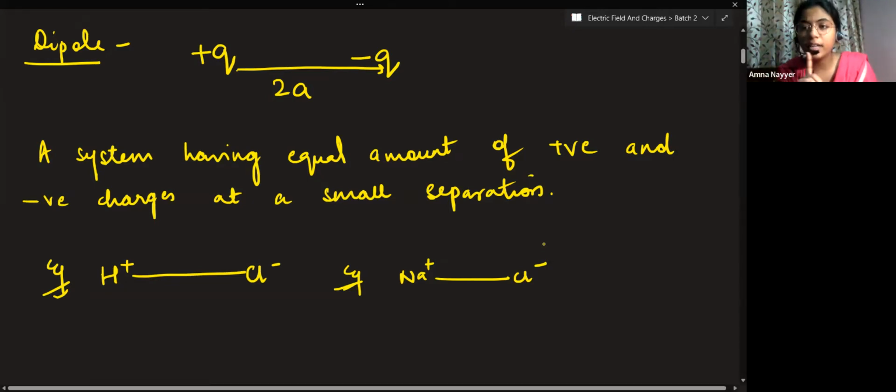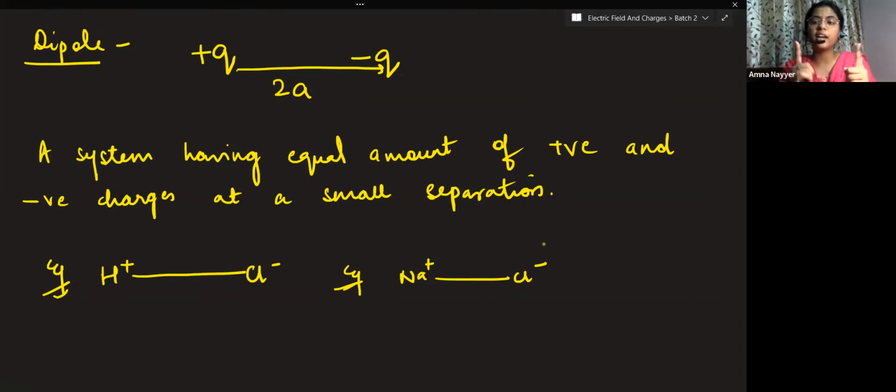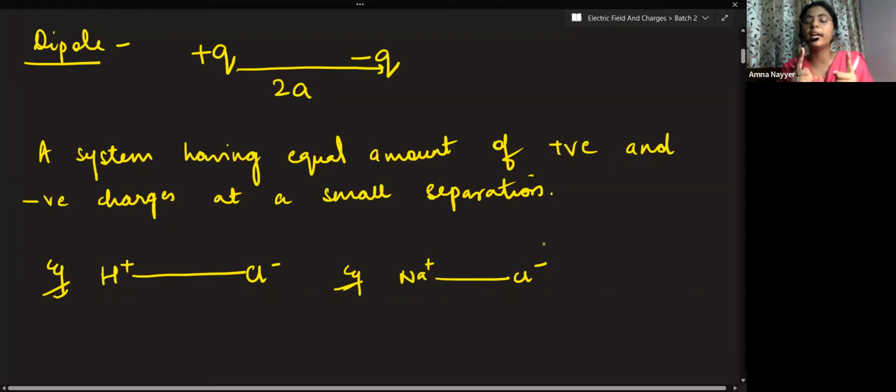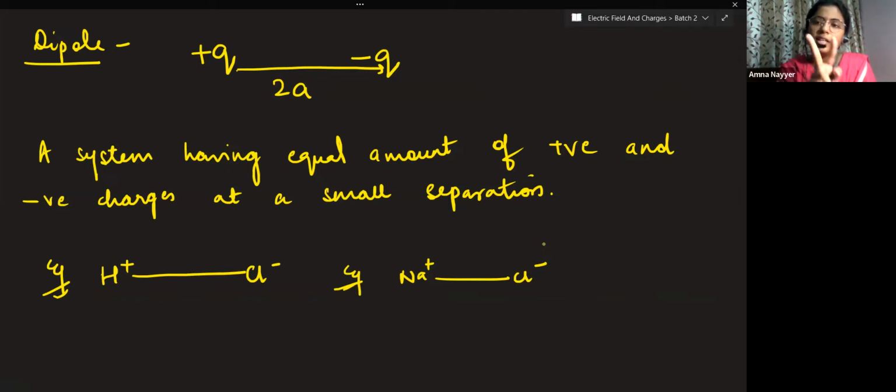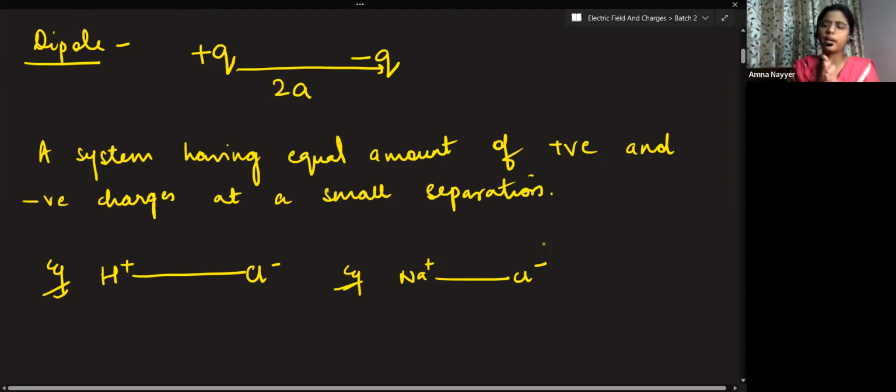Don't get confused, never double the distance between them. 2a doesn't mean that if it is given 5 centimeter, you write 2a as 10 centimeter. If 5 centimeter is the separation between these two charges, then 2a is 5 centimeter, not a that you will double. Just take the two charges, whatever is the separation, the way you have been using it for Coulomb's law. For Coulomb's law, what do we do? We simply take the two charges, whatever is the separation between the two charges, we square it and divide the product of the charges by it.